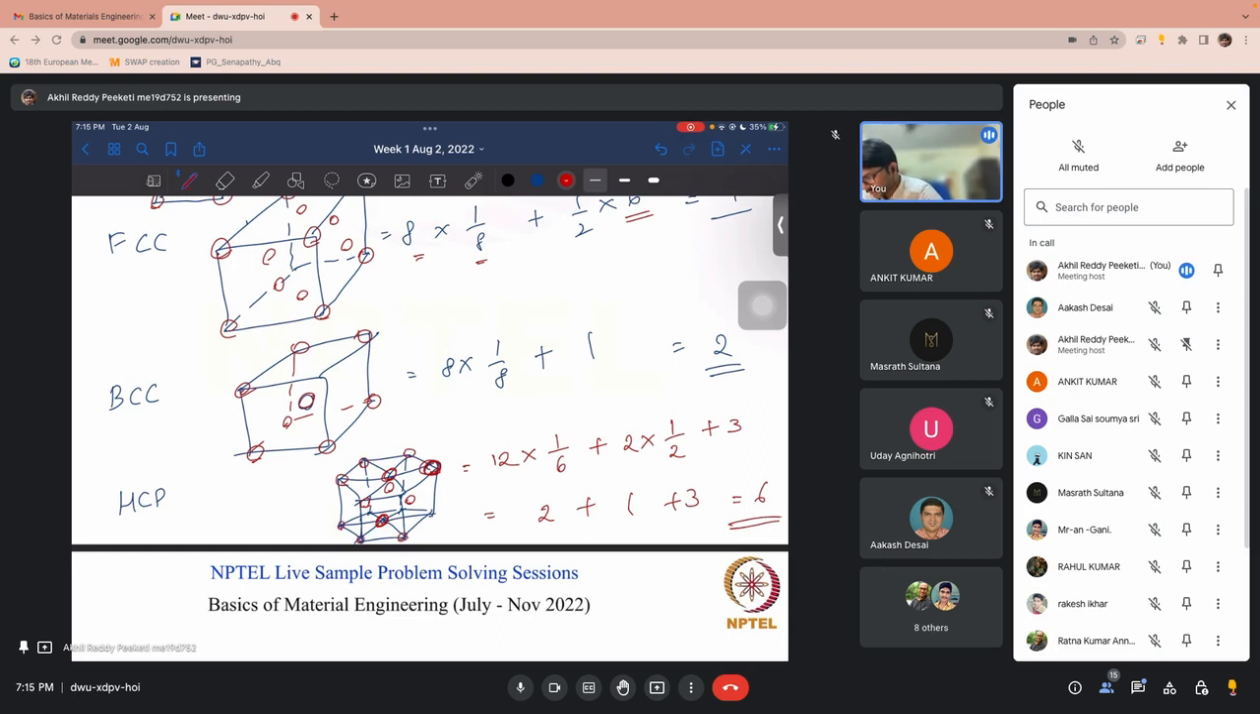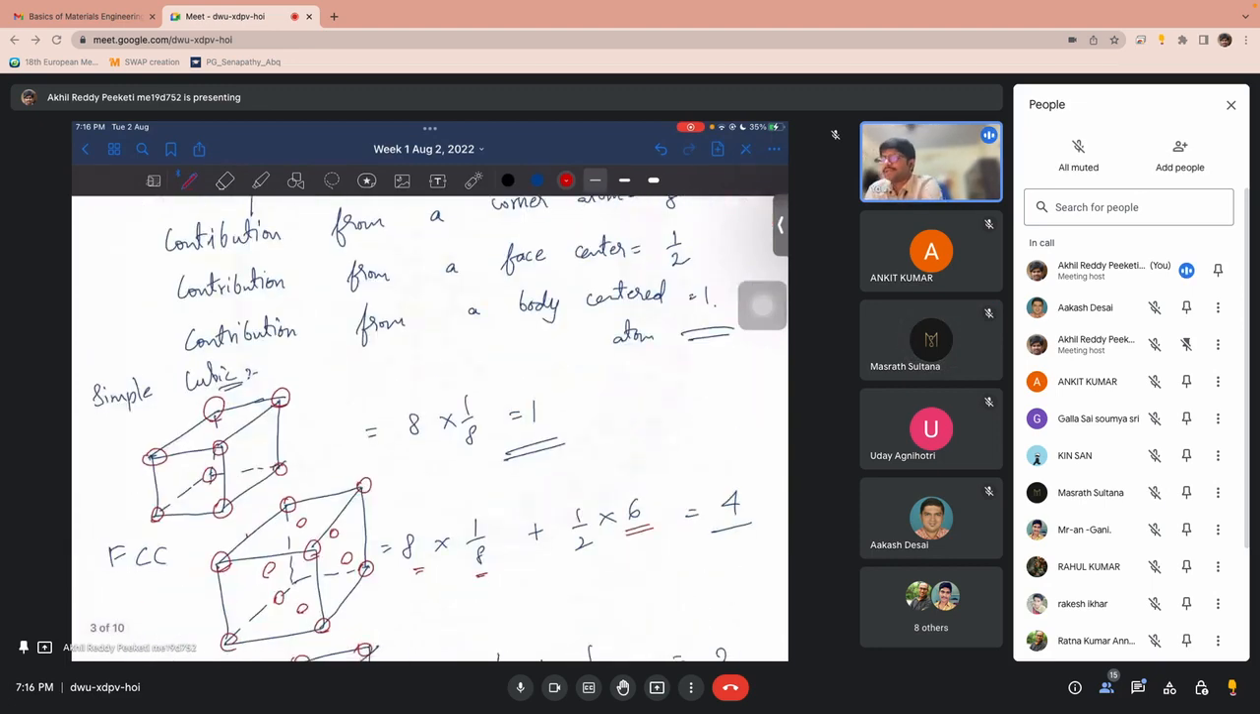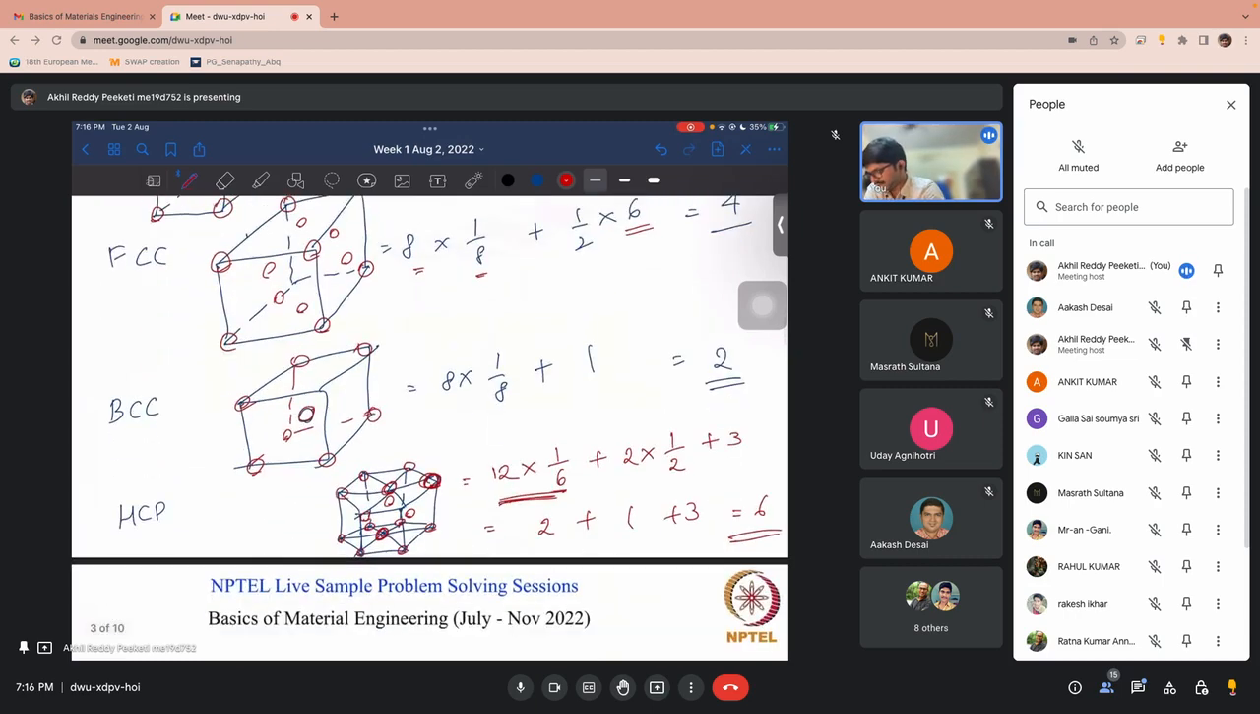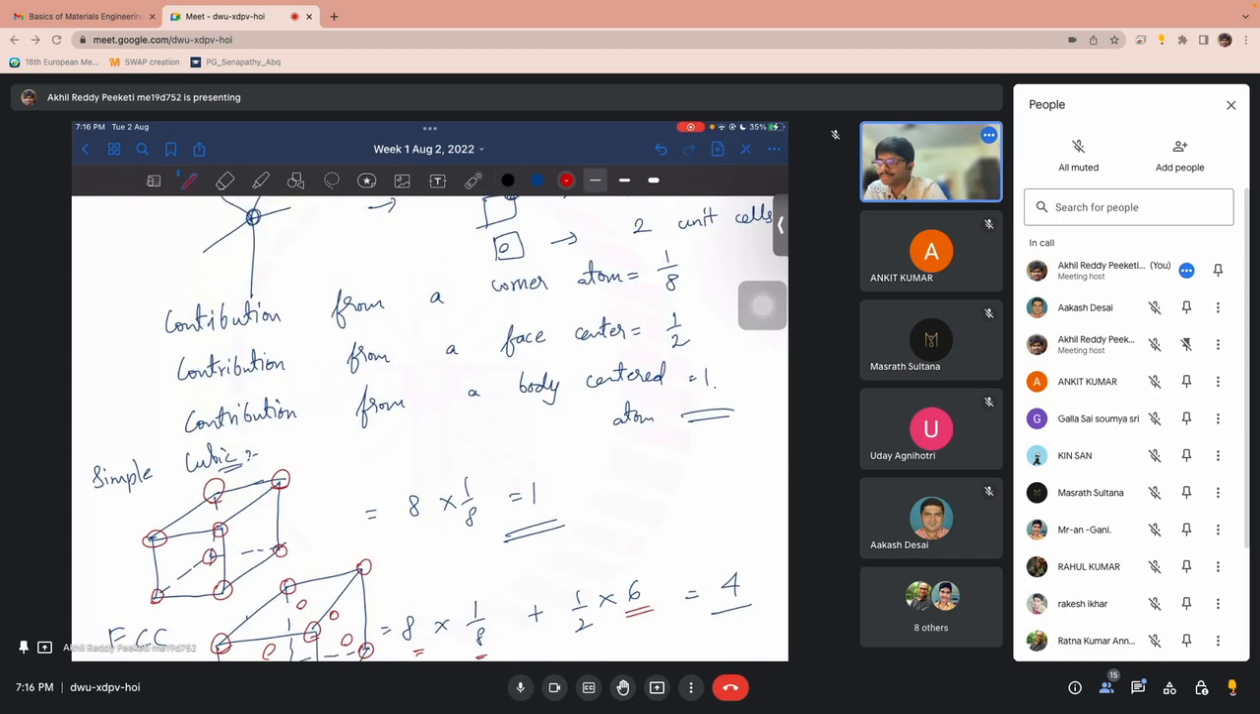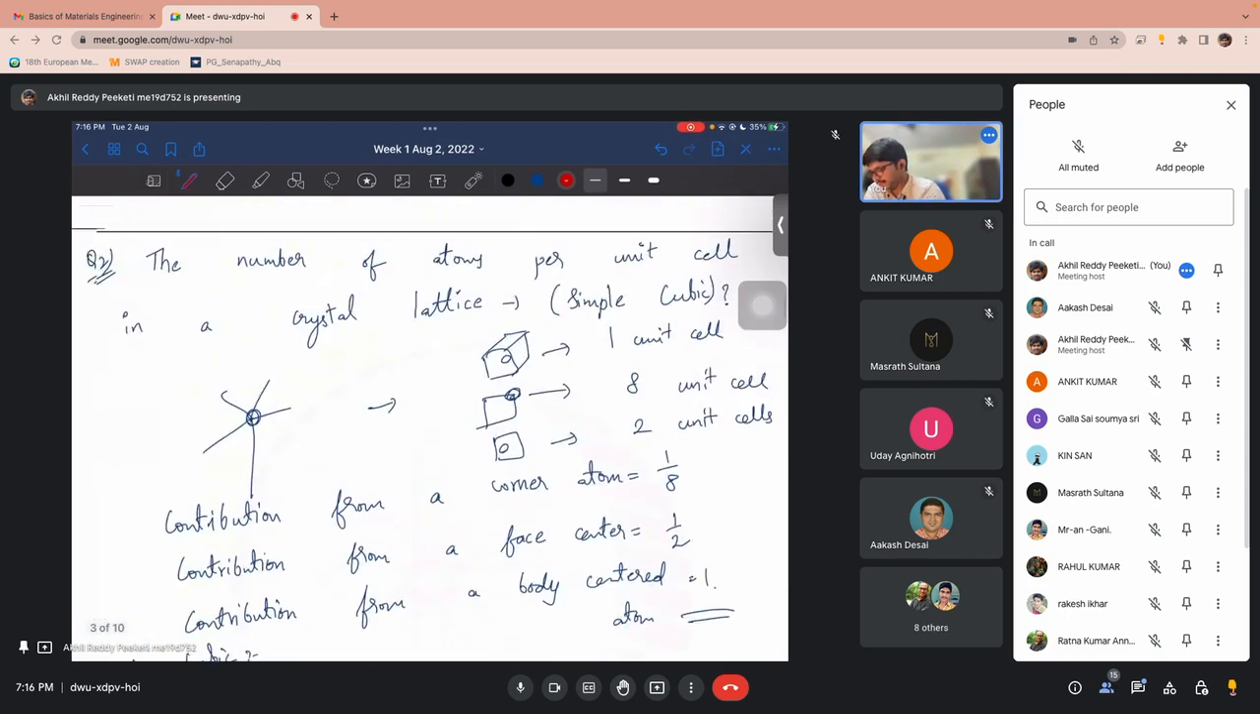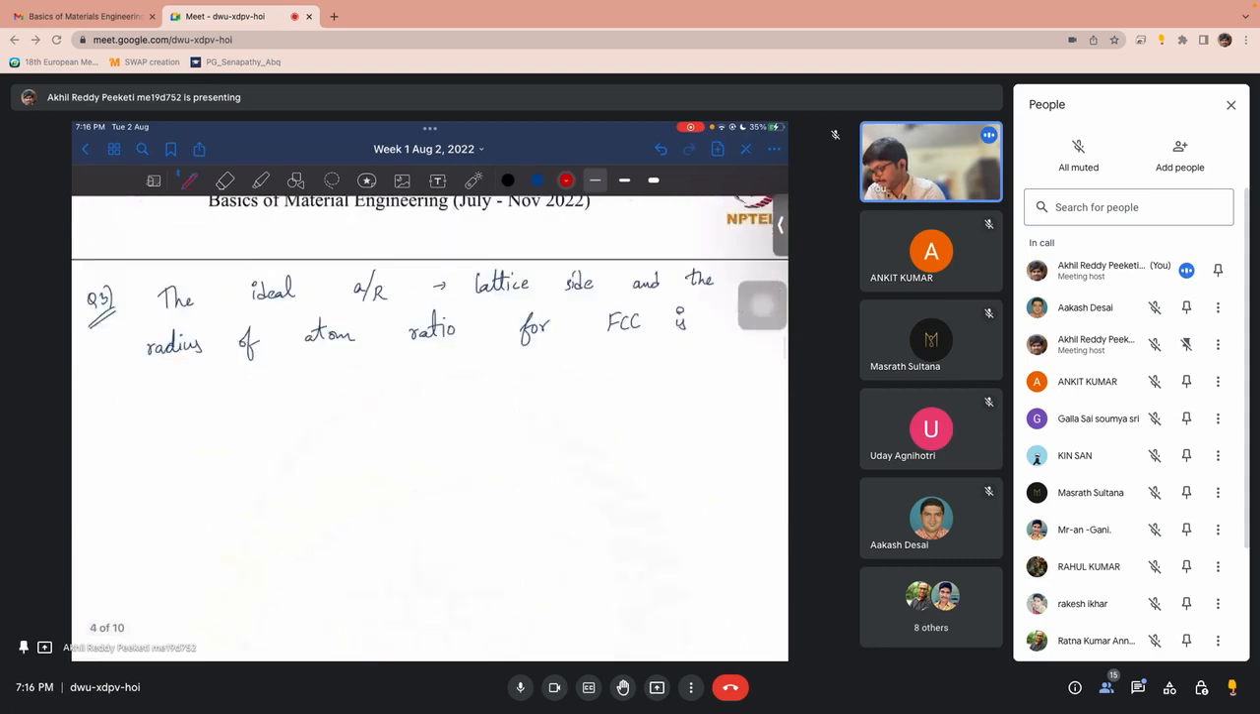So simple cubic, BCC and FCC you might have seen earlier in your +2 and all, but HCP is a little complex, and the corners are actually shared by 6 unit cells rather than 8 for a cubic structure. So is this clear? How do you get it for HCP also? Thank you. Does anyone have any doubts on getting the number of atoms per unit cell in any of these 4 structures? Okay, so I think we can proceed to the next question.